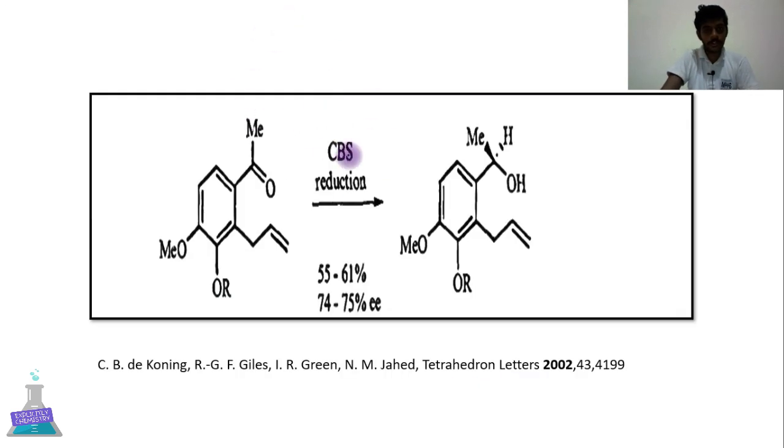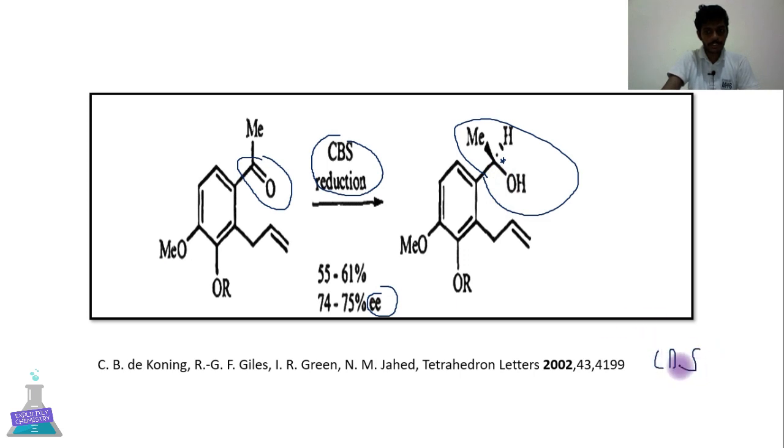Let's see this example. This is the starting material. The ketone is present over here. The CBS reduction happens here. Here this achiral ketone is converted into chiral alcohol. You see here the 4 different groups are present, and this is chiral. Thus, achiral ketone is converted enantioselectively into the chiral alcohol, which is the CBS reduction. This example is taken from Tetrahedron Letters.